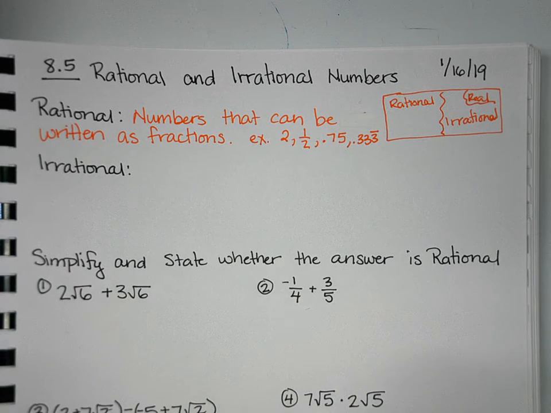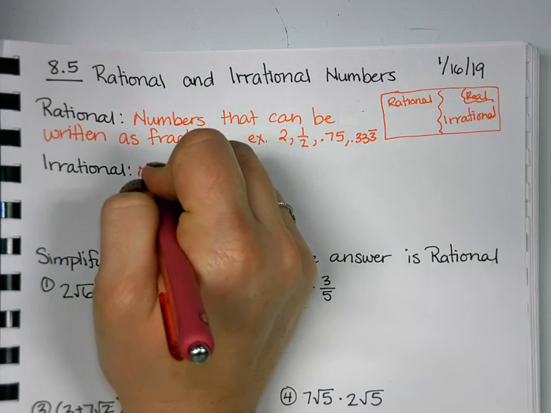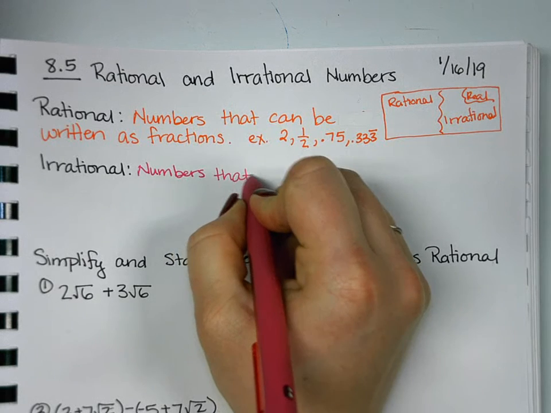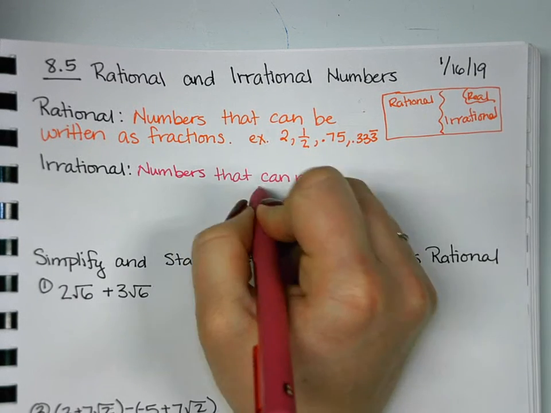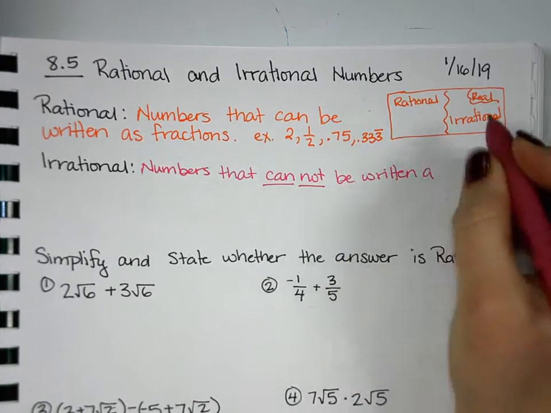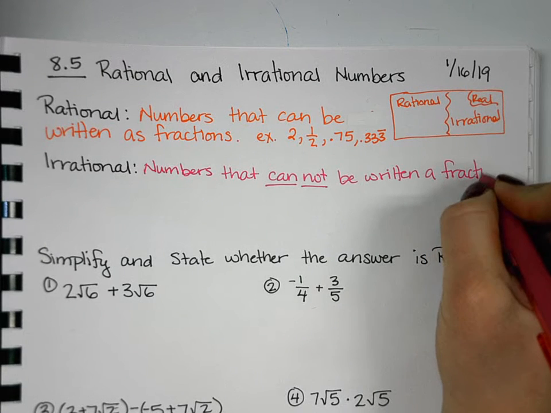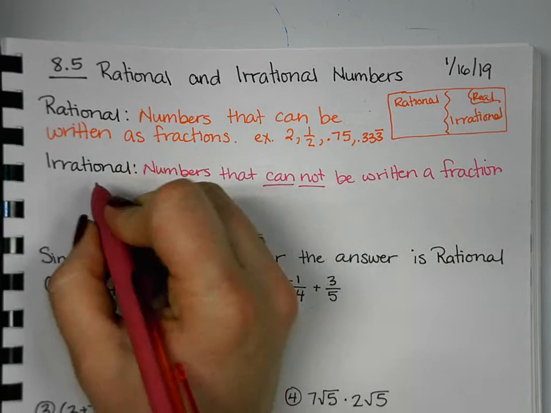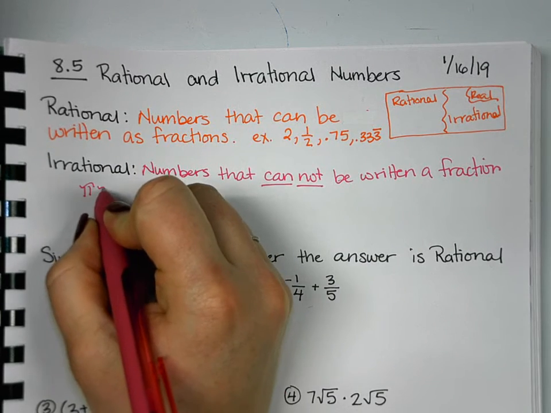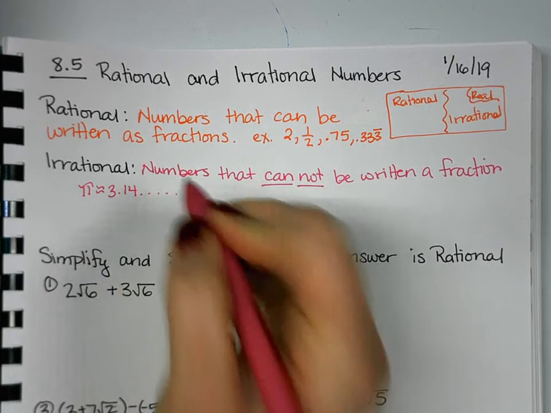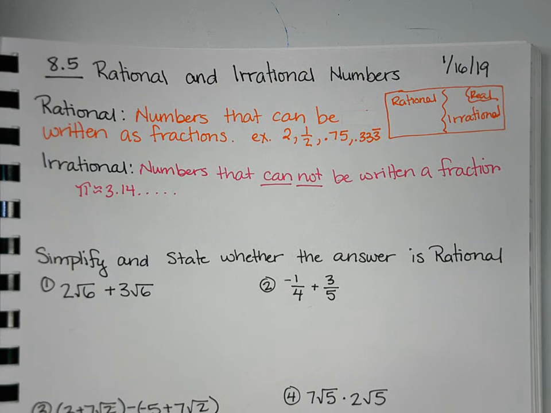Irrational are numbers that cannot be written as a fraction. So what kind of numbers cannot be written as fractions? Well, a number like pi, because that's approximately 3.14, but in reality it keeps going forever and ever and ever. And because we don't have an end point, we can't write it as a fraction.